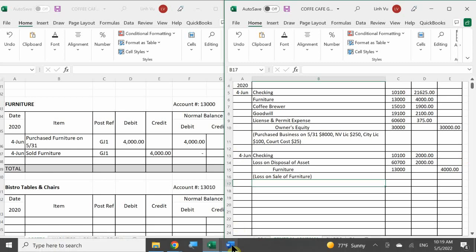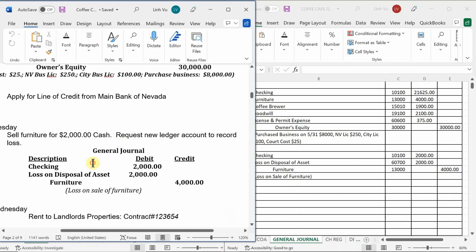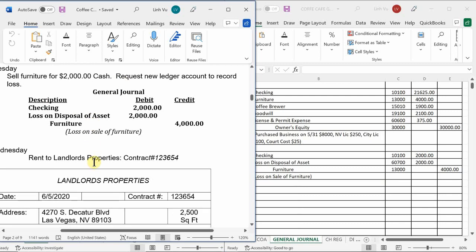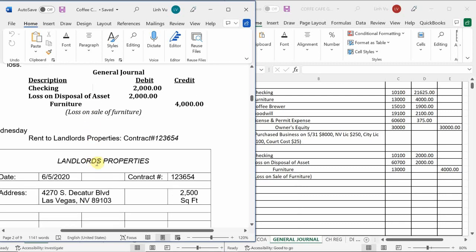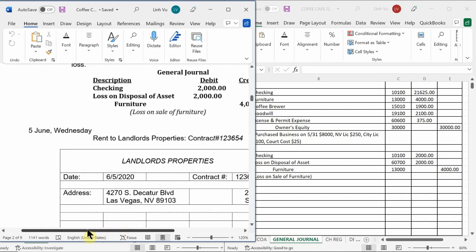Okay, so this is where we last left off. We just sold our furniture. Okay, so here's the next section, where it says it is now the next day.